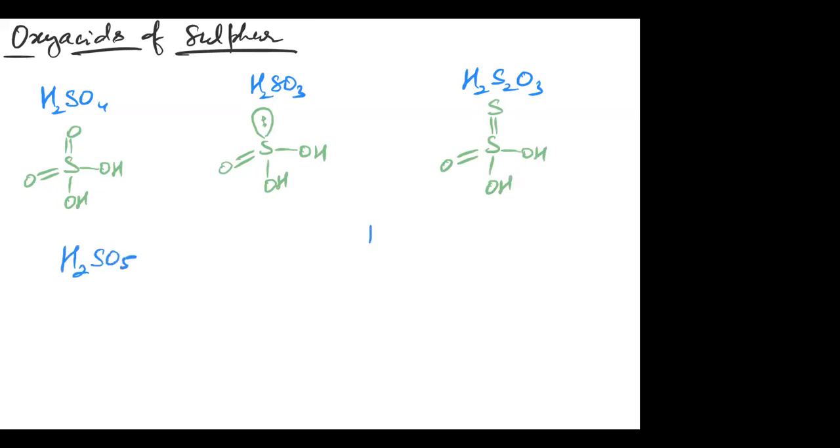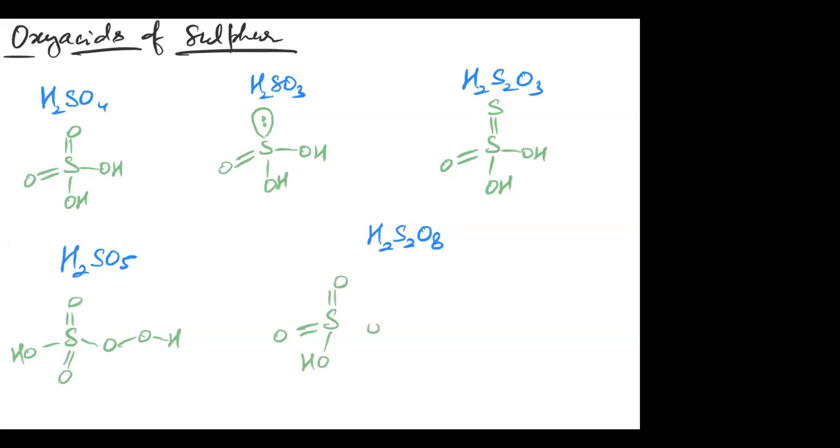H2SO5 and H2S2O8. In the case of H2SO5, it is sulfur, it is O bond O, and it is O and H. It consists of one peroxide linkage. And in the case of H2S2O8, it also consists of one peroxide linkage as this.